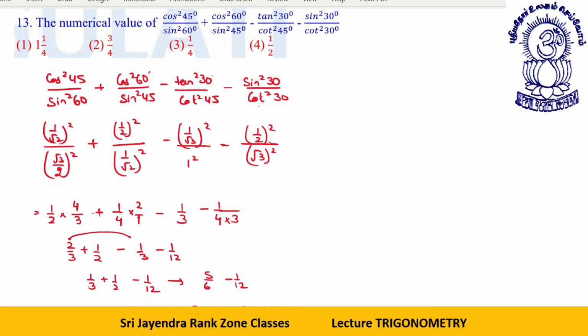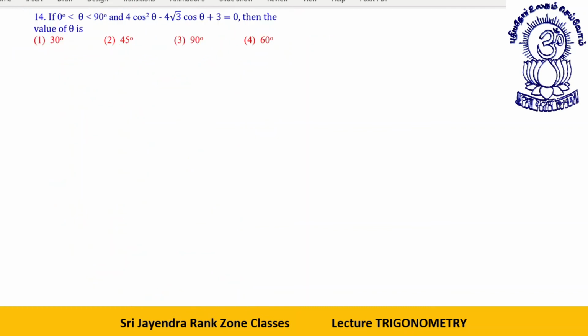Fine, I'll proceed now. 0 is less than theta is less than 90, and 4 cos square theta minus 4 root 3 cos theta plus 3 is equal to 0. Then the value of theta is. See students, you are given an equation which can genuinely consume a lot of time if you don't solve it the easy way.